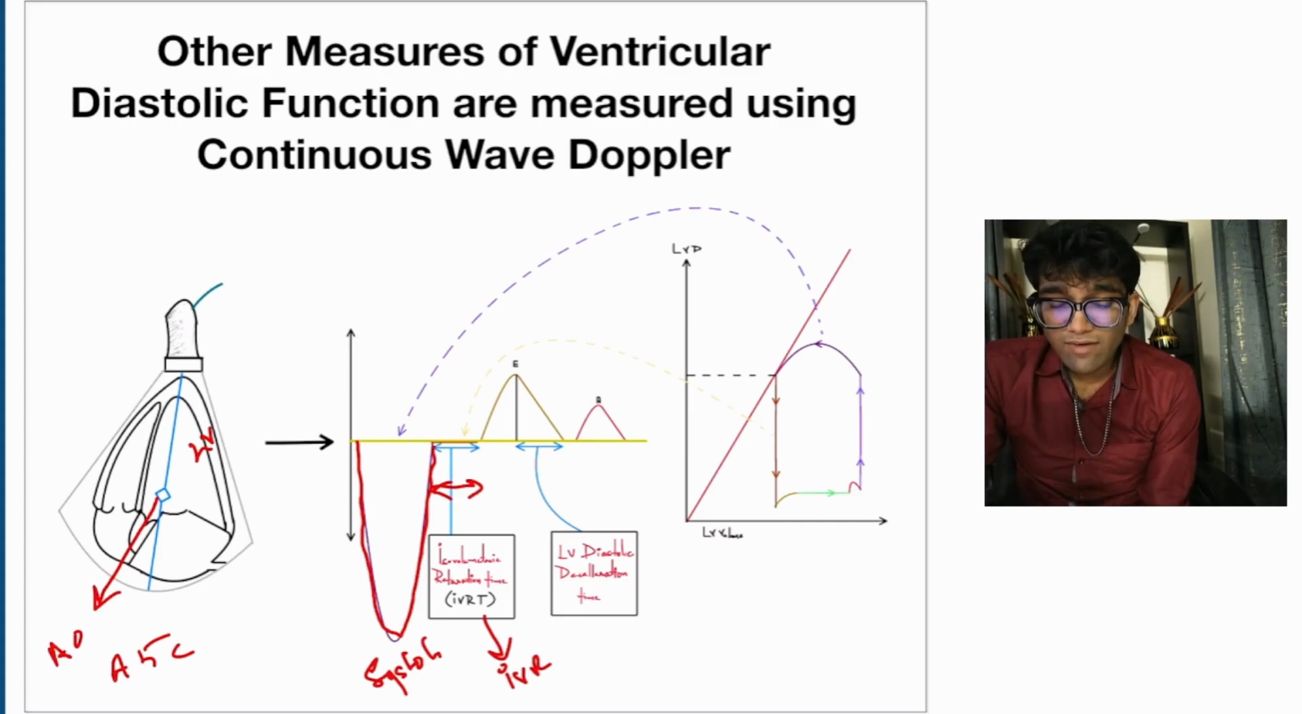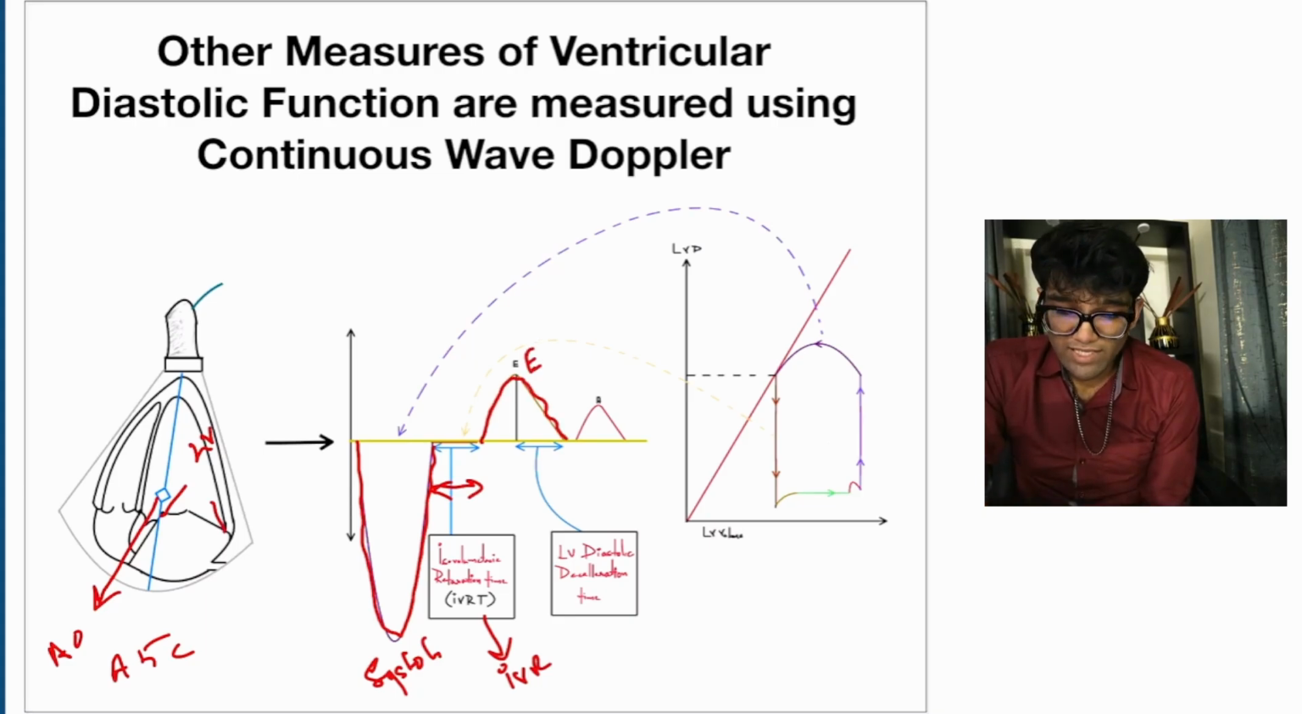Then what we find is that there is a diastolic opening of the mitral valve, and that diastolic opening of the mitral valve initially has an early rapid filling wave that is called the E wave.